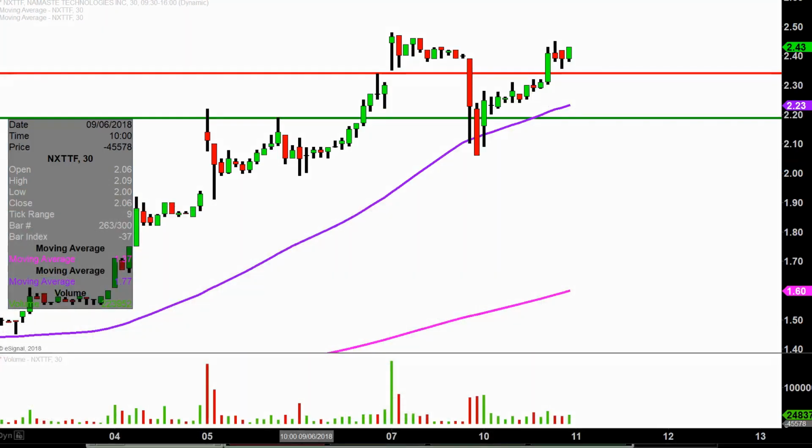Real quick, what do I mean by 30-minute in case maybe you're new to charts? Instead of each one of these candlesticks here representing one day's worth of price action, which is what you would normally see, each one represents 30 minutes. So while this here may look like a few weeks' worth of time, it's actually just the past couple of days broken down into 30-minute time slices.